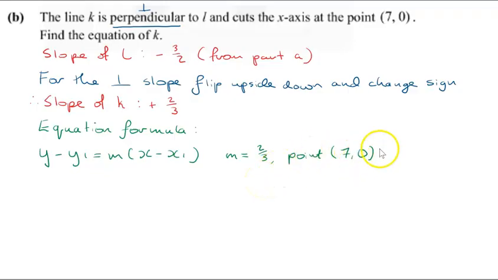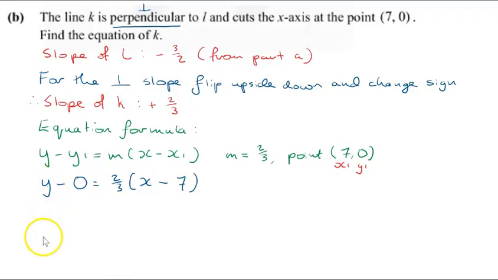And the point is 7, 0. That was given up here in the question. So we need to label this point as x1, y1. And then we sub into our formula. So we bring down the y and bring down the minus. y1 we replace with 0. We bring down the equals. The m we replace with 2 over 3. The m stands for the slope. We bring down the bracket, the x and the minus. And the x1 we replace with 7. And then we close the bracket.